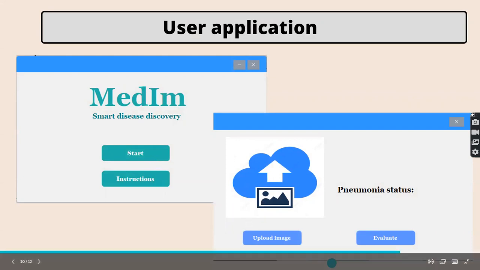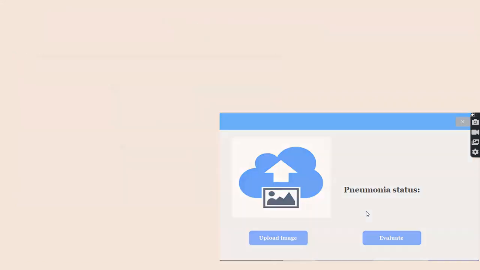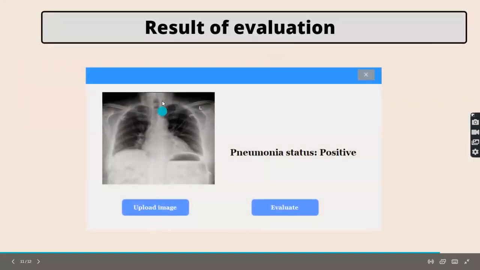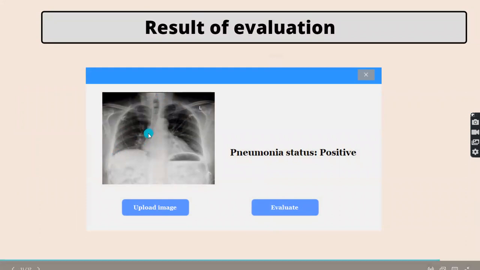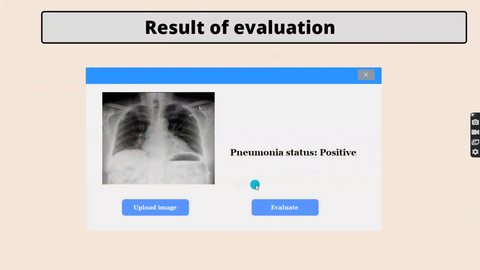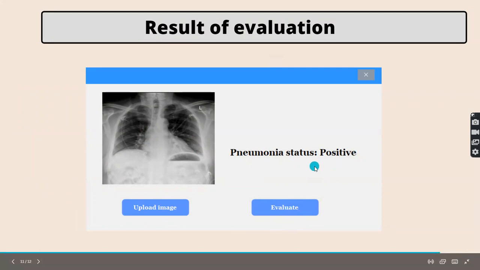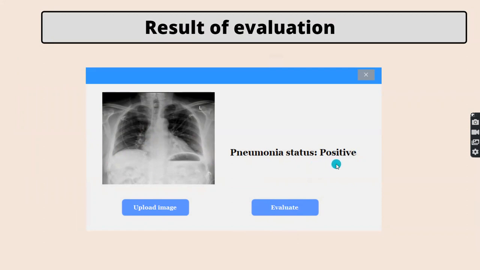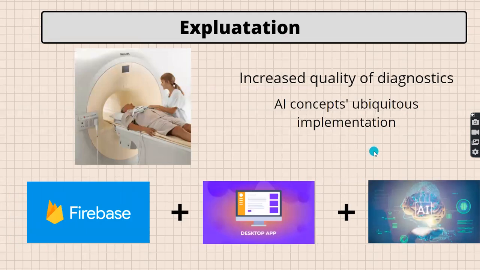When the doctor presses start, it shows another window where he can press upload image, and the image will appear in this box. When he presses evaluate, it writes a status, positive or negative. The exploitation reason for this model is increased quality of diagnosis, because 94% is a very high number.